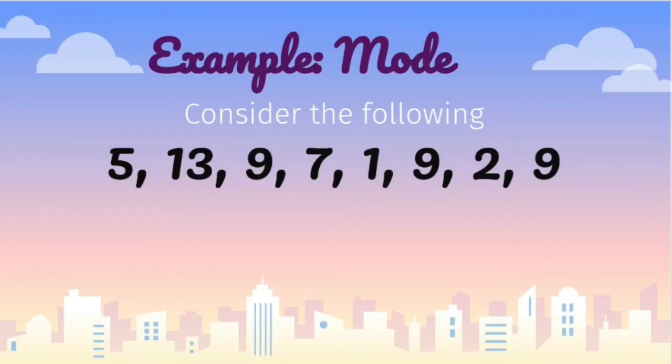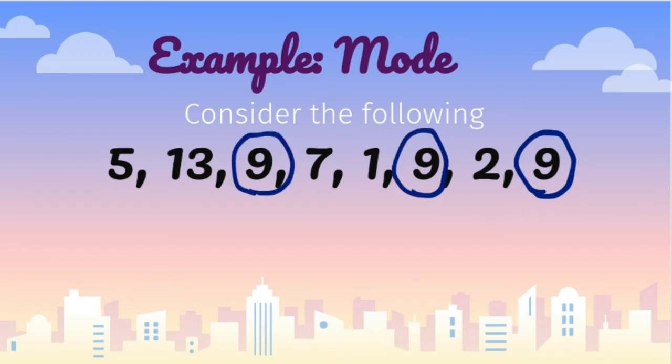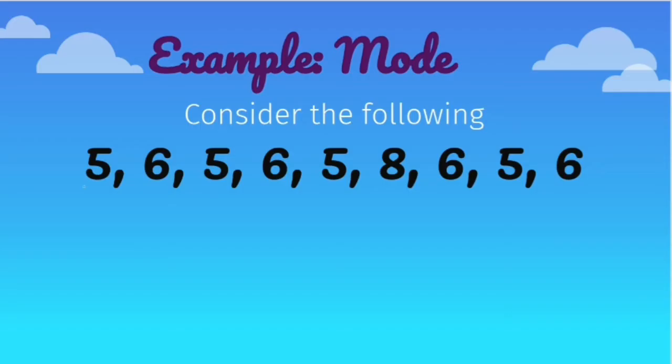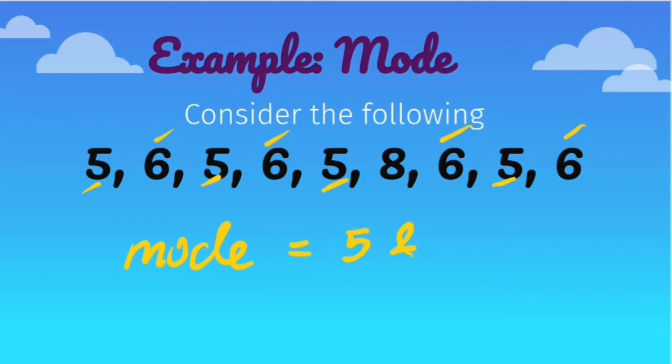So let's have the first example. Looking at the data, 9 occurs the most frequently, which is 3 times. So that would mean our mode here would be 9. In this next one, we have 5, 5, 5, 5, 4 5s. And we also have 6, 6, 6, 6, 4 6s. Since the 5 and 6 tied in the number of frequencies, this would mean that our modes would be 5 and 6.